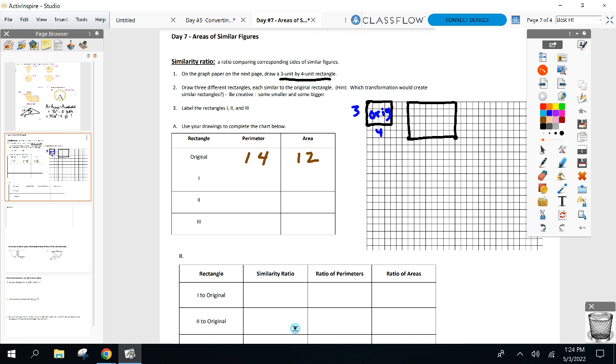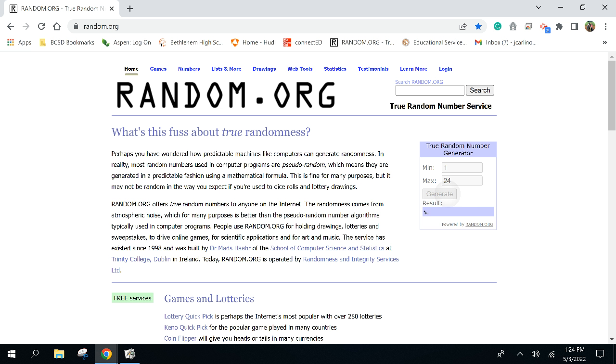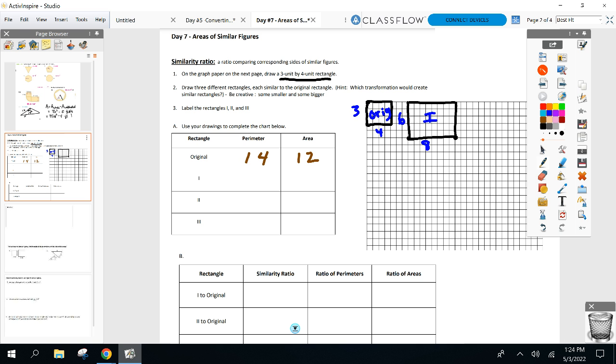And call that rectangle Roman numeral 1. 6 by 8. And go back and what's the perimeter and area of that? Ten when you're ready. Perimeter? 28. 28.